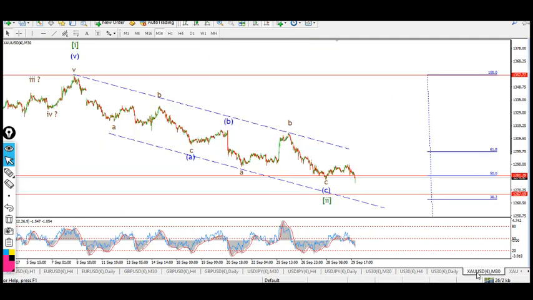Right, let's move on to gold. And of course, my MetaTrader, you bastard, destroyed all my charts again.